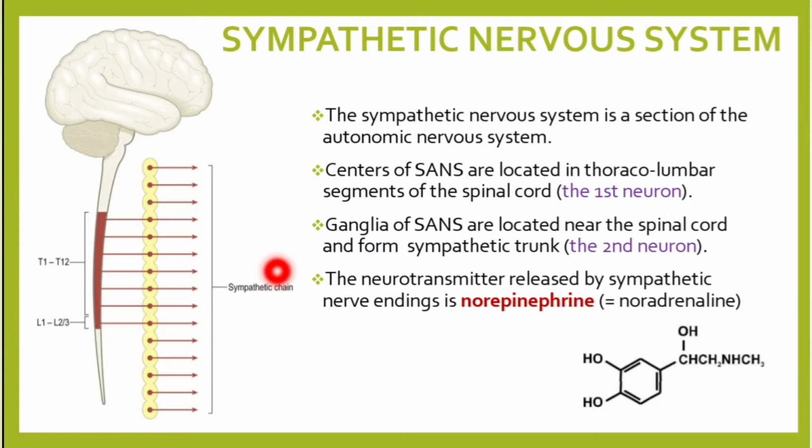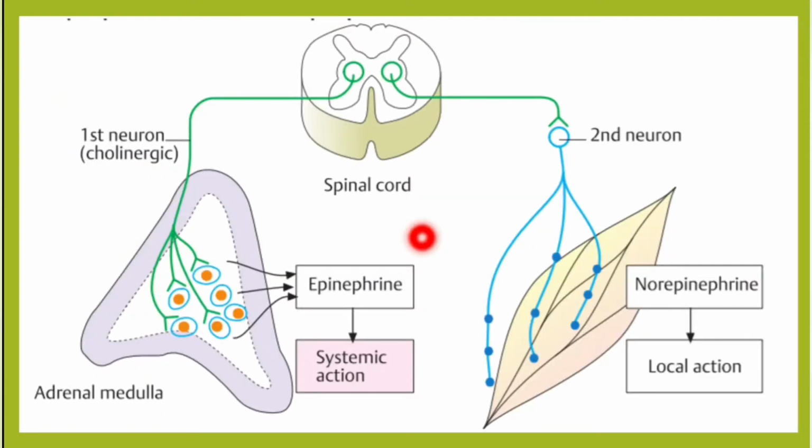So there is another thing, epinephrine and norepinephrine. Norepinephrine is a neurotransmitter, whereas epinephrine is a hormone released by the suprarenal gland or the adrenal gland. Adrenaline. If you look here, you will see the activity of epinephrine as a hormone and norepinephrine as a neurotransmitter. Firstly, the first neuron is cholinergic here, releasing acetylcholine to the second neuron in the adrenal medulla, releasing epinephrine.